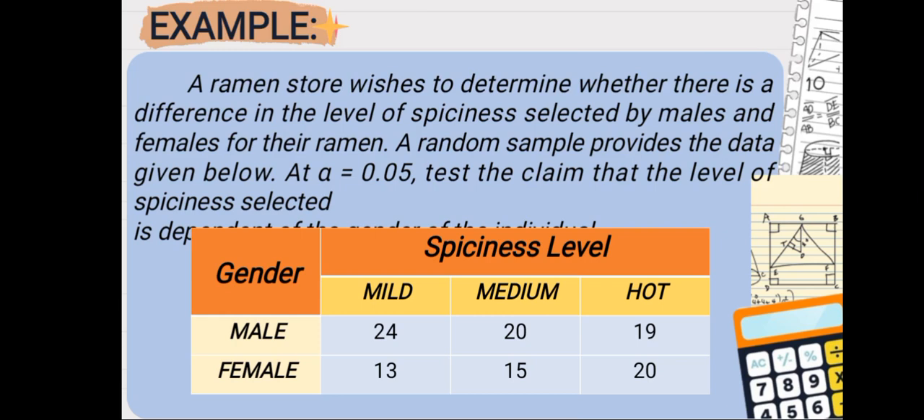So, it got covered because I was using my cellphone. Then this is the data. So we have gender here, which is male and female, and the spiciness level, which is mild, medium, hot.